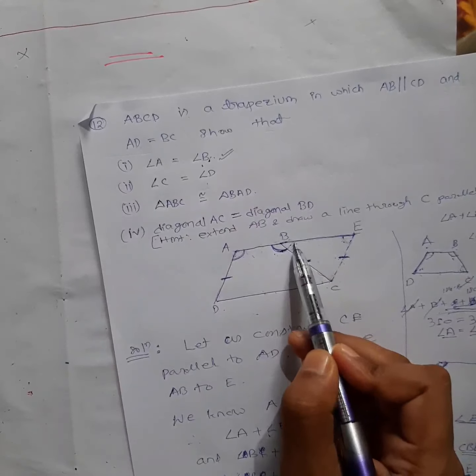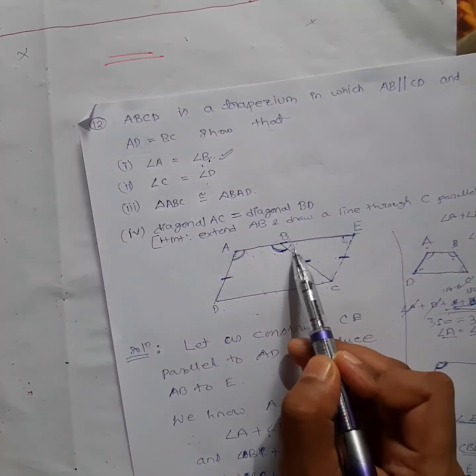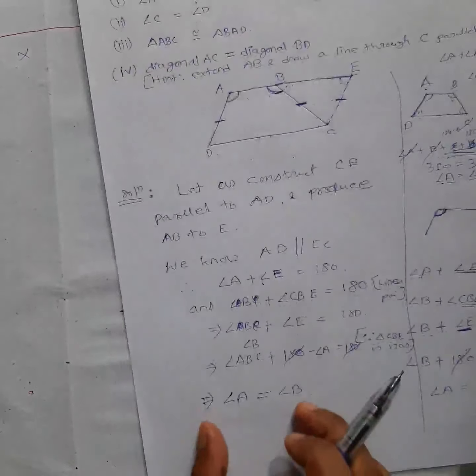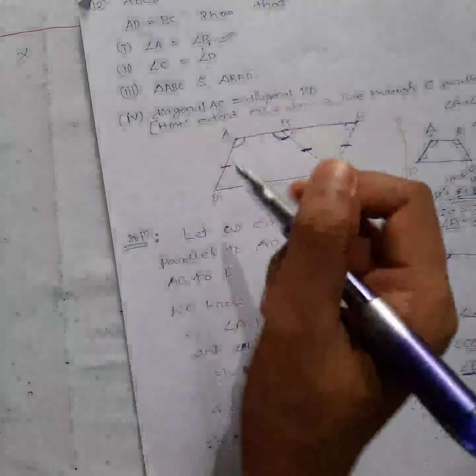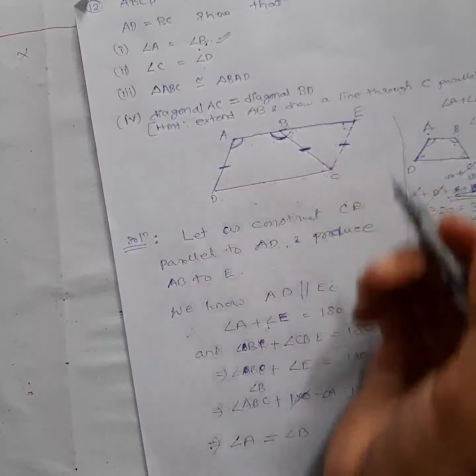After construction only this angle came, right? So don't get confused by this. Okay, so angle A is equal to angle B. So the rest are simple. You have to show this angle and this angle same. So what will you do?